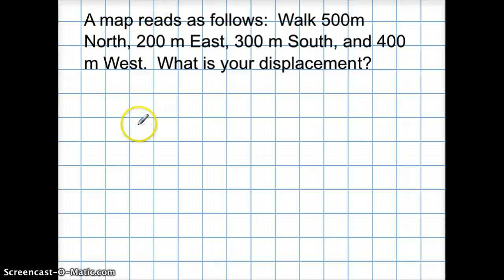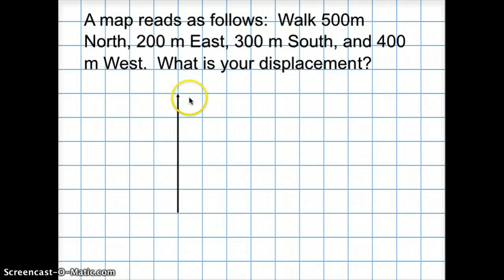The map reads as follows. Walk 500 meters north, 200 meters east, 300 meters south, and 400 meters west. What is your displacement? So let's put some vectors here. I'm going to use these squares, and let's say each square is 100 meters.